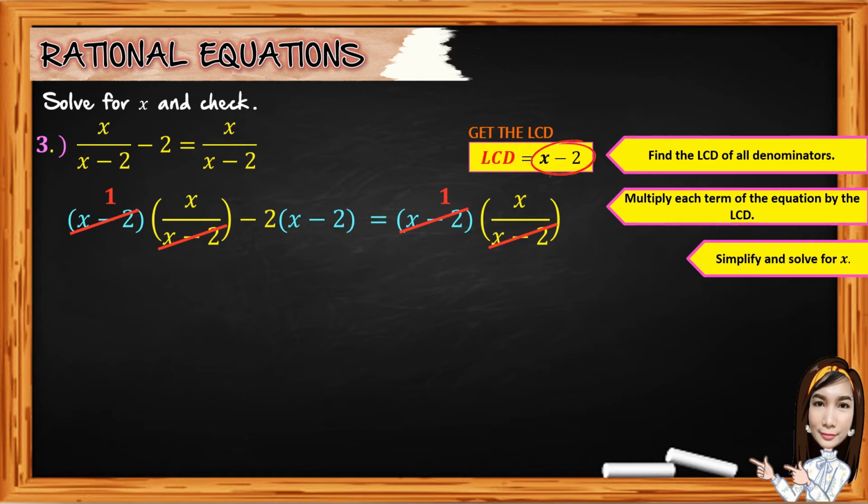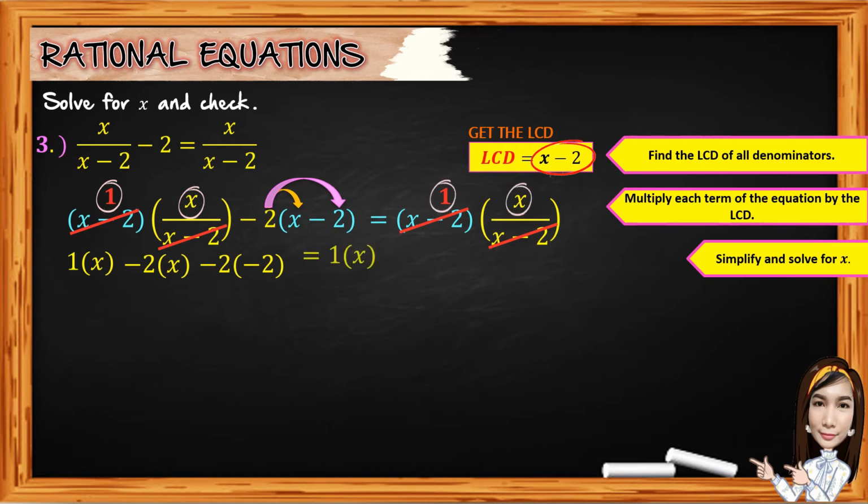Then, multiply the remainings. On the first term, we have 1 times x. On the second term, we can use distributive property. So, negative 2 times x. Then, negative 2 times negative 2. Then on the other side, we can multiply 1 times x. Then perform the indicated operation. 1 times x is equal to x. Negative 2 times x is equal to negative 2x. And negative 2 times negative 2 is positive 4, is equal to 1 times x, which is x.